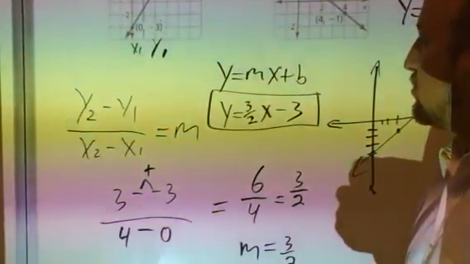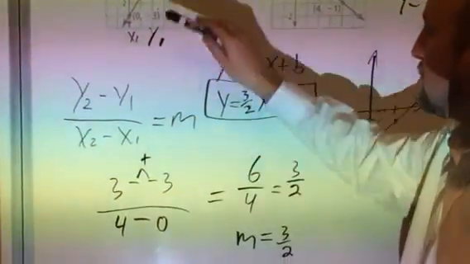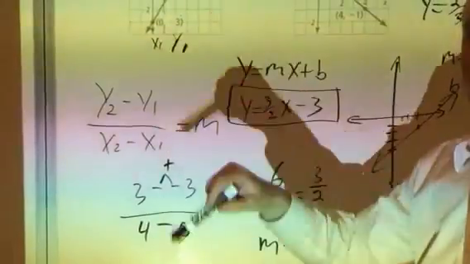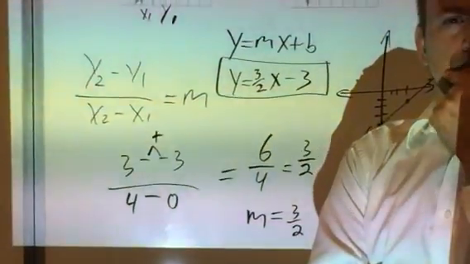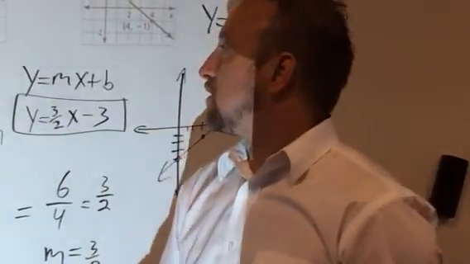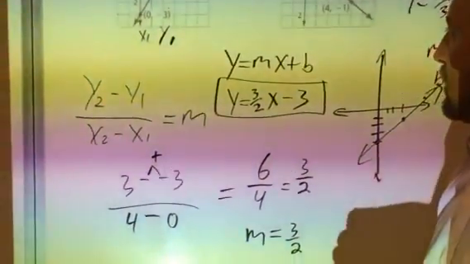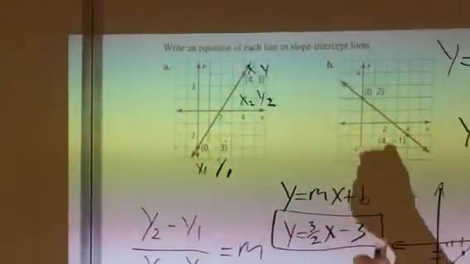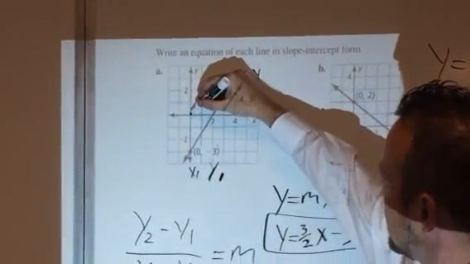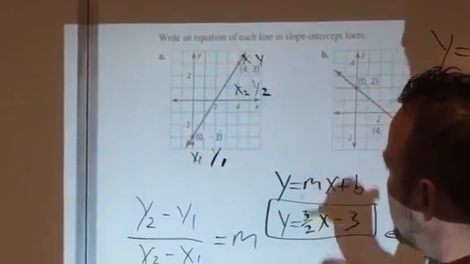Now, could we have found the slope if we would have chosen two other points on this line? What do you guys think? We could always find out by choosing another point. Let's choose (2, 0) and find out real quick.